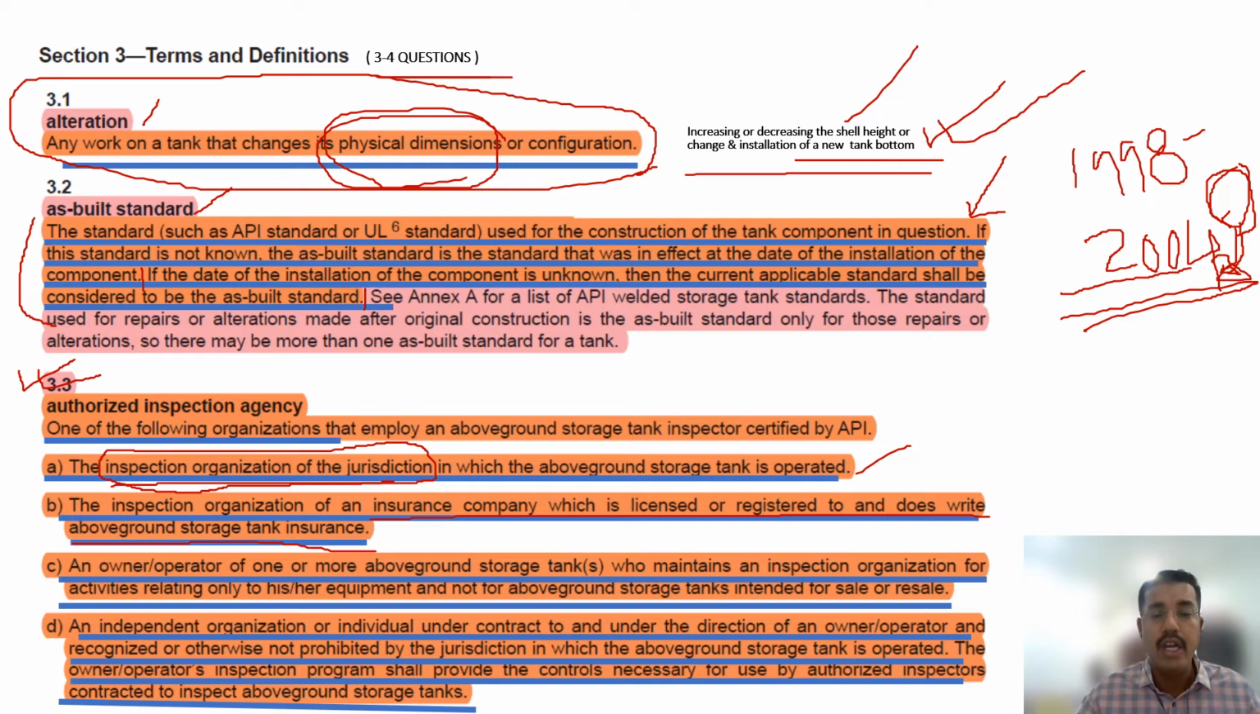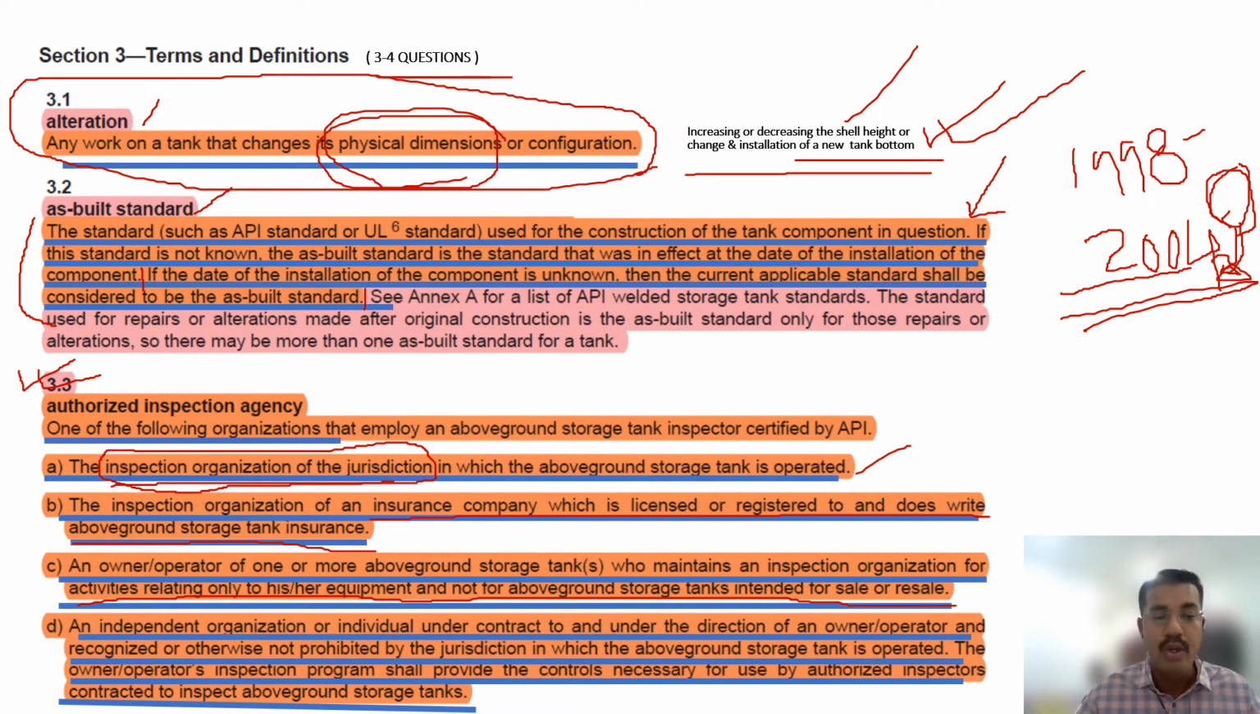Third, the owner or operator of one or more above ground storage tanks, who maintains an inspection organization for activities relating only to his or her equipment and not for above ground storage tanks intended for sale or resale. Whatever tank is in the premises of the owner and operator, the inspection agency taking care of those activities, not for sale or resale, can also be an authorized inspection agency.